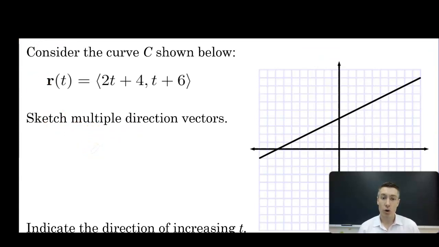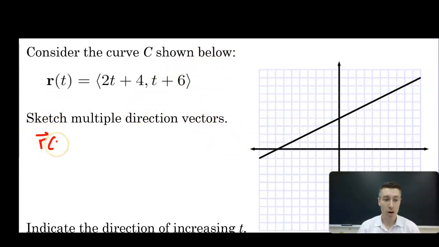Consider the curve C shown below. r of t equals 2t plus 4, t plus 6. Okay, so we have the graph, although it's not a complete graph. There's more information that we're going to need to include, but this is a good start. So the graph of this vector function is a line. They asked to sketch multiple direction vectors.